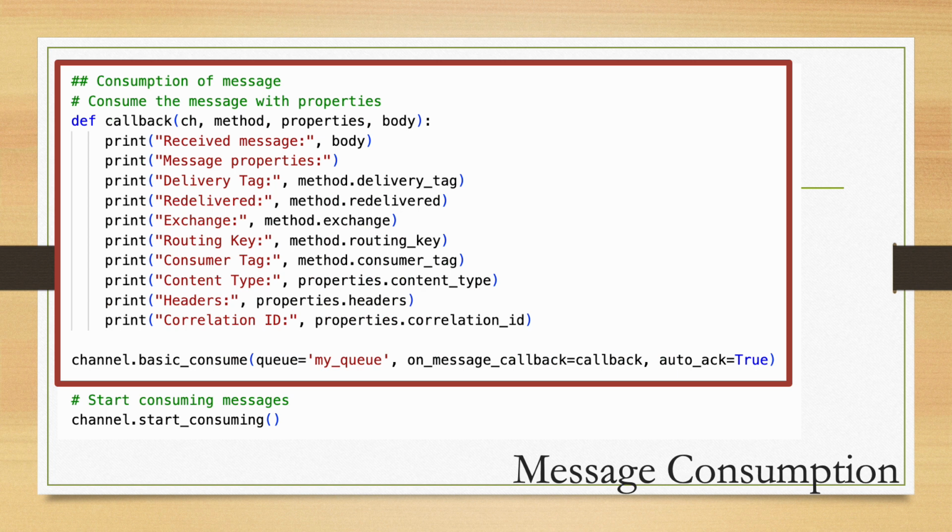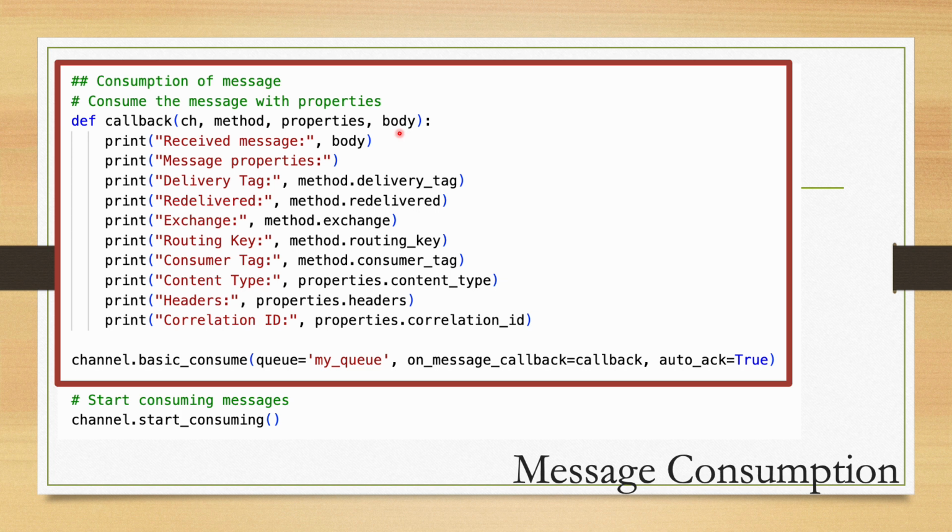This code snippet demonstrates how to consume messages with properties from a RabbitMQ queue using the Pika library. Let's break down the code. The code defines a callback function named callback. This function will be invoked when a message is consumed from the queue. It takes 4 parameters: ch, the channel, method, delivery details, properties, message properties, and body, the message body.